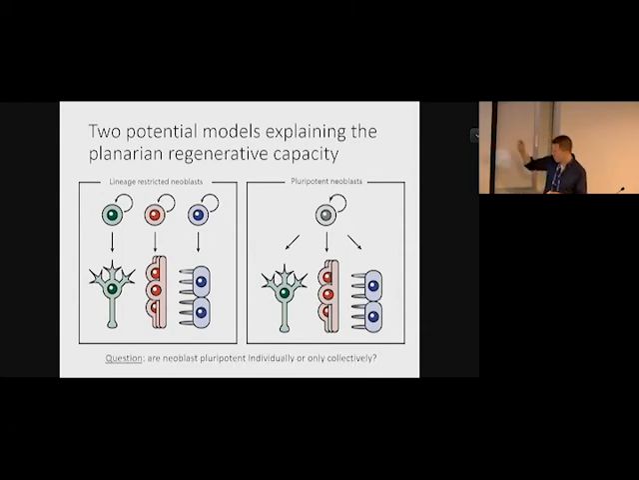So questions: are neoblasts pluripotent individually or collectively? Do we have one cell that can form everything, or since we know that they can regenerate any missing body part, are they just collectively pluripotent? Could it be a cross differentiation event? So in planarian, there isn't a differentiation event. It is being shown by papers that consider this possibility by using radiation experiments.